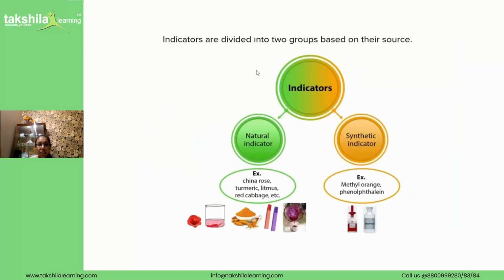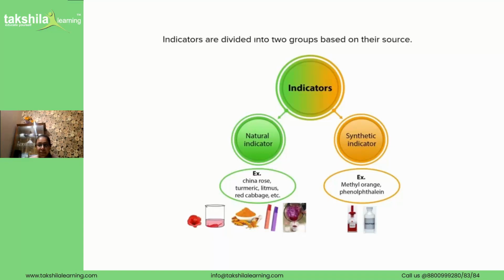Indicators are divided into two groups. As I told you, there are many types of indicators, and we're going to learn today which two types they are. Indicators are of two types. The first is natural indicators and the second is synthetic indicators. Examples of natural indicators are litmus paper, turmeric, china rose, and also red cabbage. Synthetic indicators can be methyl orange or phenolphthalein.